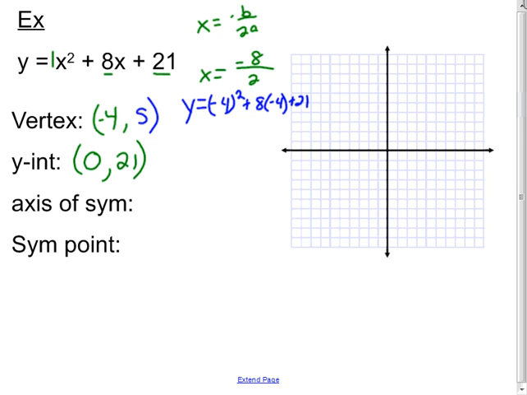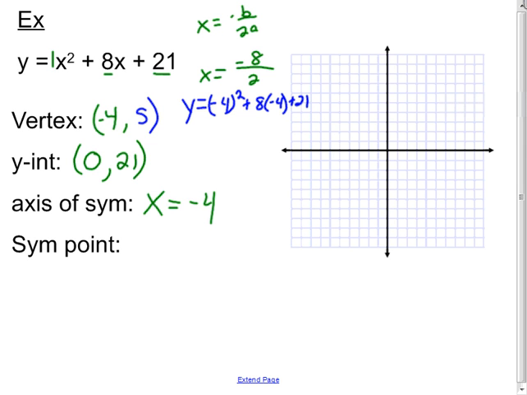My axis of symmetry. My axis of symmetry is the vertical line that goes through the x value of your vertex. Vertical line means it's an x equals line. What is the x value of your vertex? -4. And then the symmetric point. The symmetric point sometimes comes off as one of the harder things to find, but once you know your y-intercept, which we said was one of the easiest, and you know where your vertex is, you have to flip it across that axis of symmetry line, that vertical line.